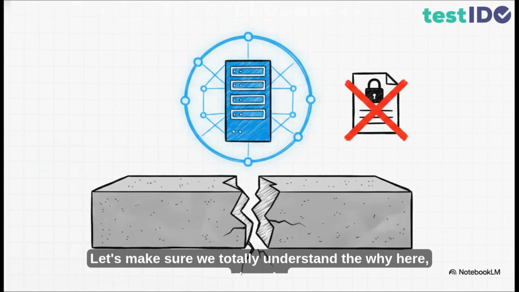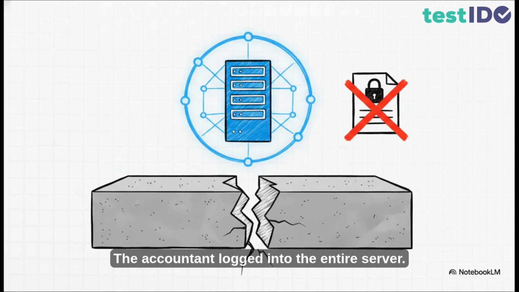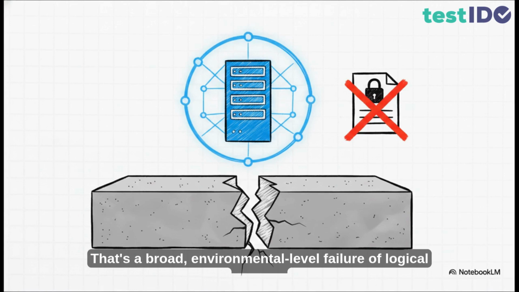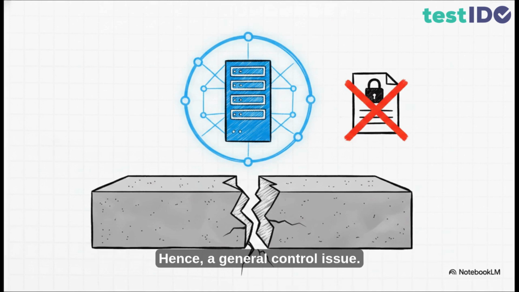Let's make sure we totally understand the why here, though. The accountant logged into the entire server. That's a broad, environmental-level failure of logical access. It wasn't a glitch in a narrow transaction rule inside the payroll software itself. It was the foundation that failed, hence a general control issue.